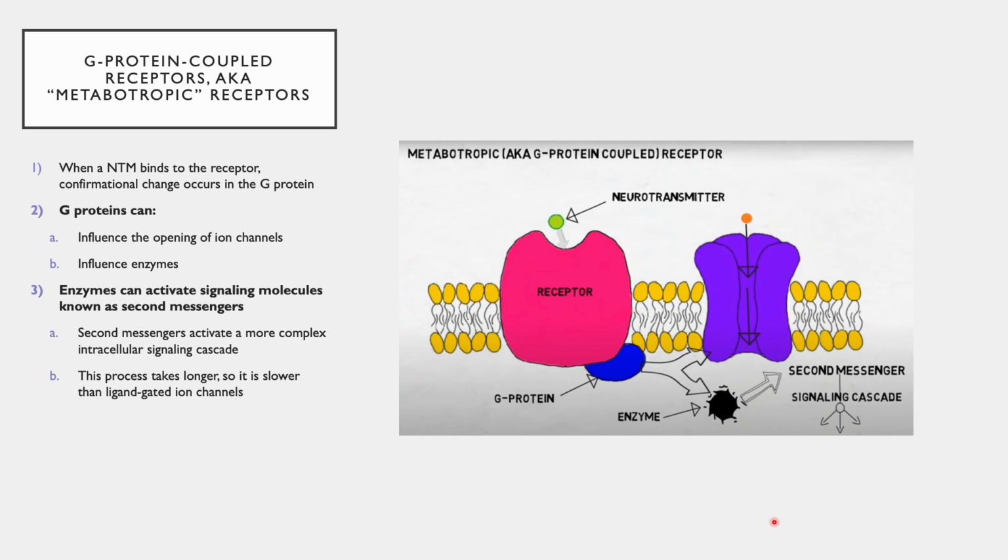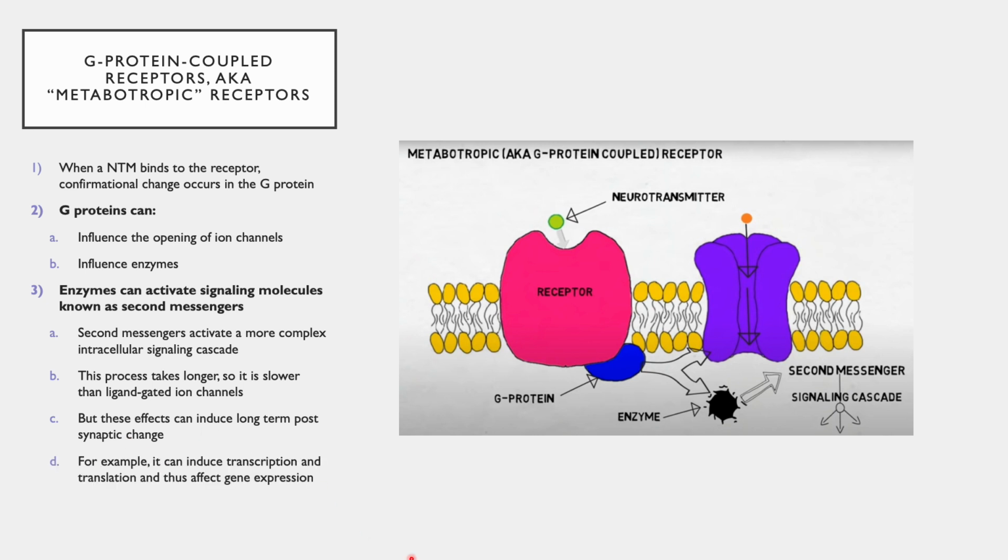That's why G protein coupled receptors are actually super important for the neural mechanisms of learning and memory, because it's going to induce longer lasting changes, such as taking the input of a memory and consolidating it for long-term storage. These effects induce long-term postsynaptic change. For example, it can induce transcription and translation and thus affect gene expression. So second messengers have the ability to induce transcription and translation of new proteins.